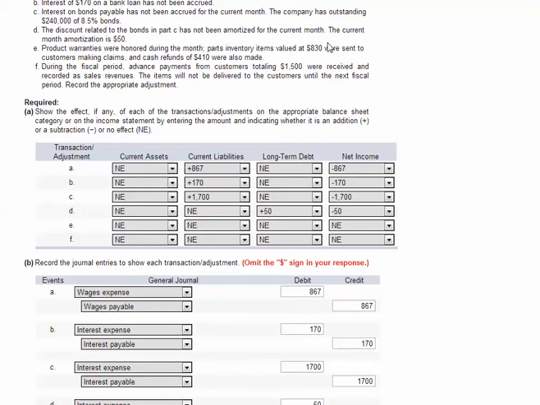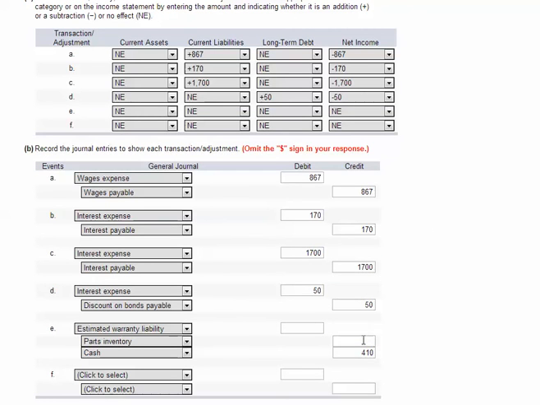customers. $830 worth of parts were sent. So if we add those two together, that's going to become my debit to estimated warranty liability, $1,240. So our assets here are going to go down by the $1,240, and my liabilities are going to go down by $1,240.